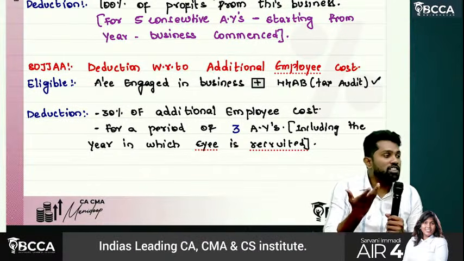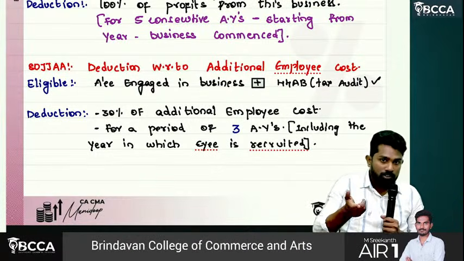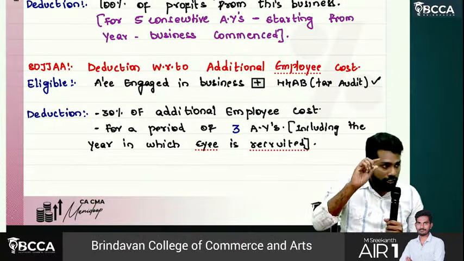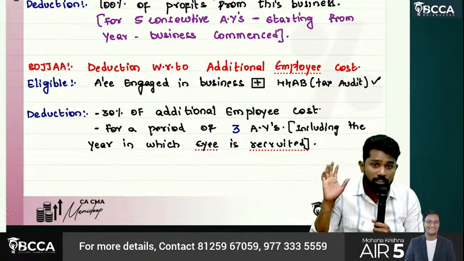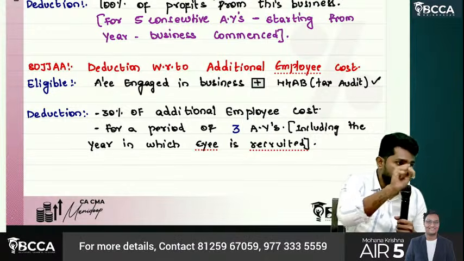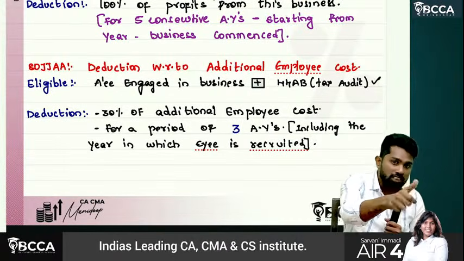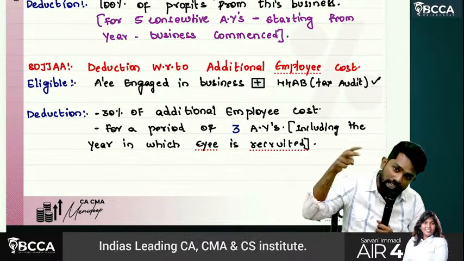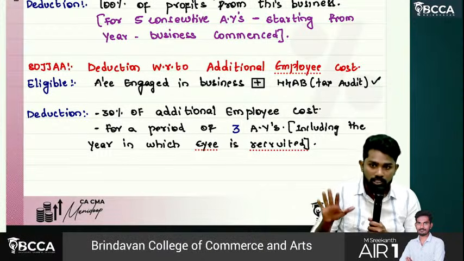Okay, for that what is the benefit they'll get? They can claim extra deduction. Not only the salaries they paid, in excess of the salaries they paid, another 30% they can claim as deduction. That is not only in the first year, sir. If a new employee has been taken, in the first year, extra 30% they can claim as deduction. Second year also extra 30%. Third year also extra 30% they can claim as deduction.